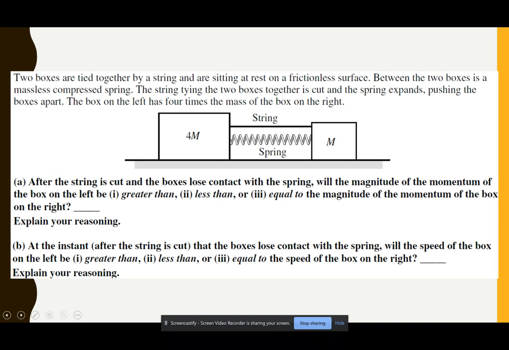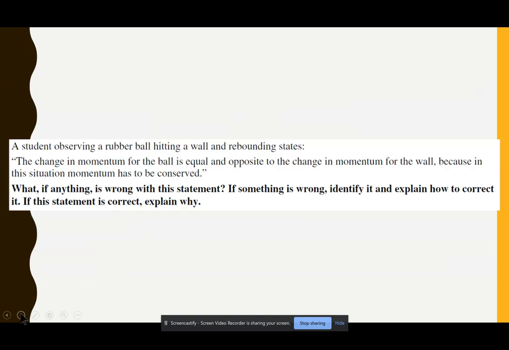At the instant after the string is cut, that the boxes lose contact with the spring, will the speed of the box on the left be greater than, less than, or equal to the speed of the box on the right? So again, remember your change in momentum is mass times velocity. In this case, your initial velocity would be 0. So the first one is talking about momentum itself. The second question is talking about speed. Remember, that's just your v. Okay, so I believe that will give you hints on that one.